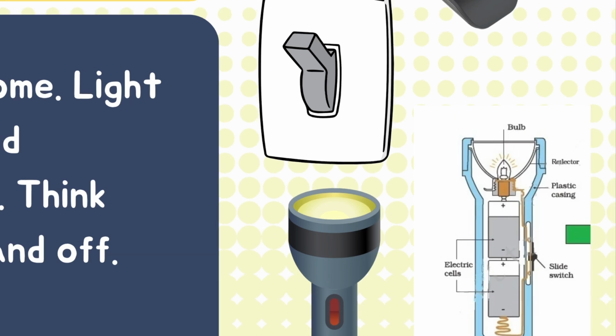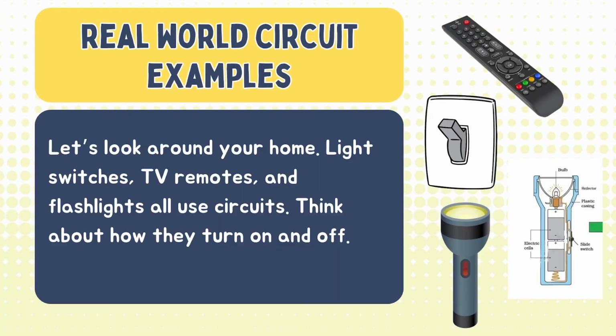You can see a light bulb connected to it, the wires, a switch for you to turn it on and off, and then the wires coming back to those batteries. This is an example of a flashlight, but similar things are going on in a TV remote. And the switch in your bedroom is just part of a bigger circuit, a parallel circuit, all around your house.